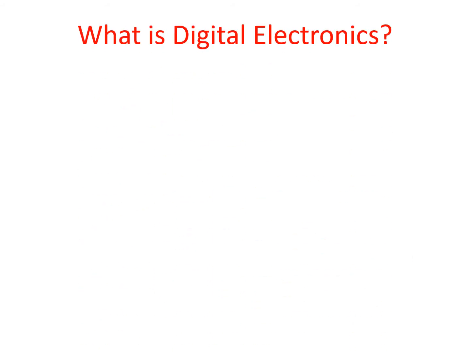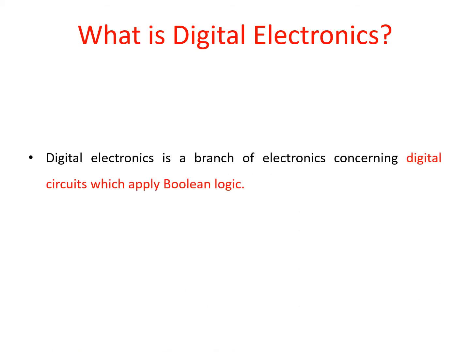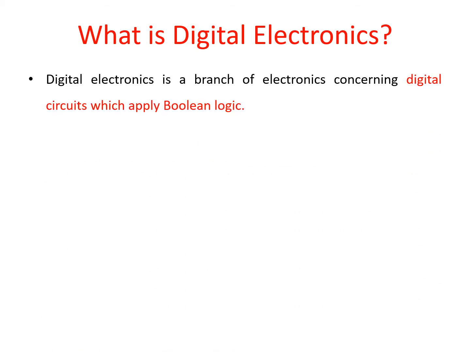First, what is digital electronics? Most of the students may know what is digital and what is electronics. Digital electronics is a branch of electronics concerning digital circuits which apply Boolean logic. This Boolean logic is a simple logic, a simple algorithm developed by George Boole, a mathematician, who developed what is called Boolean algorithm or Boolean algebra. It comprises only two numbers, that is 0 and 1. So digital electronics is mainly with two digits, 0 and 1.